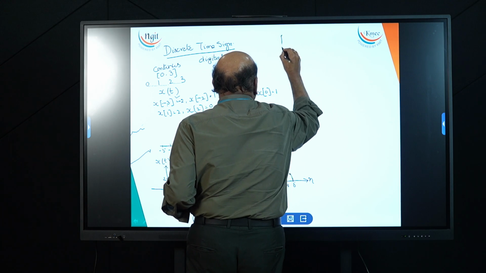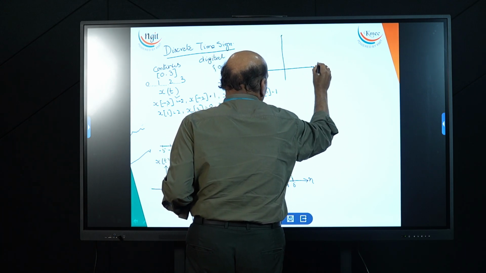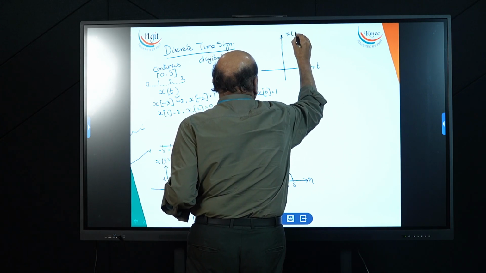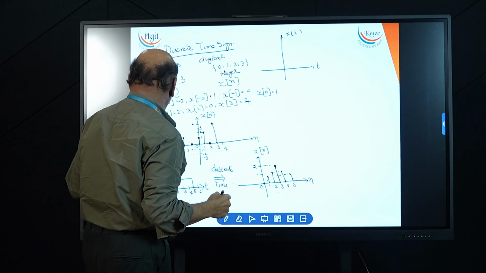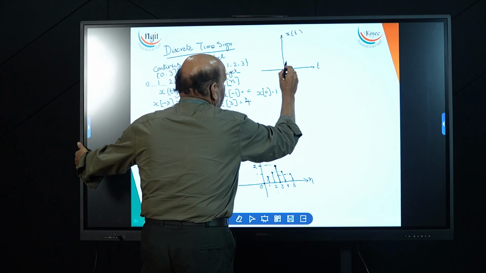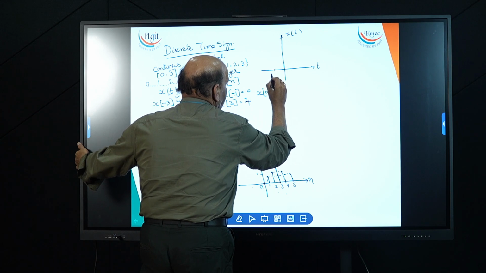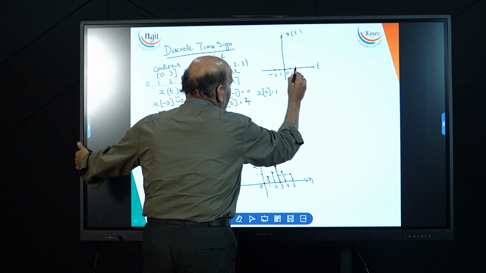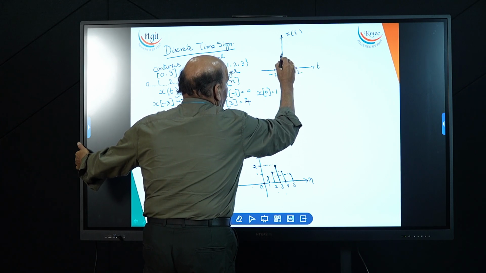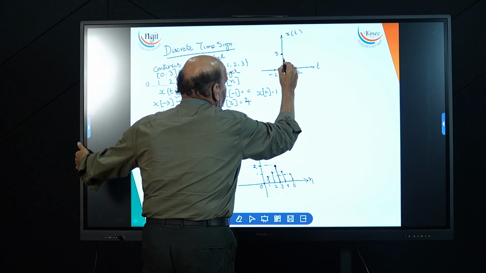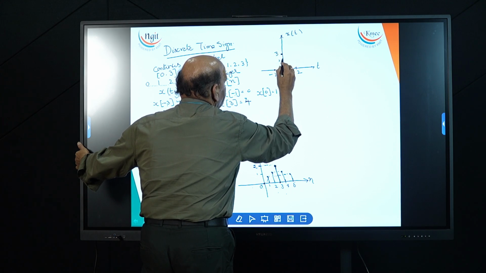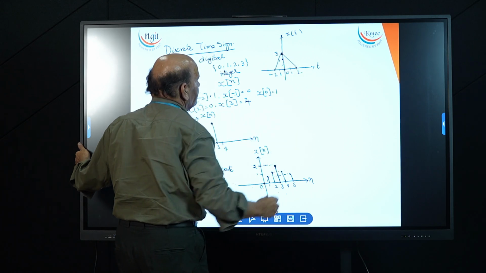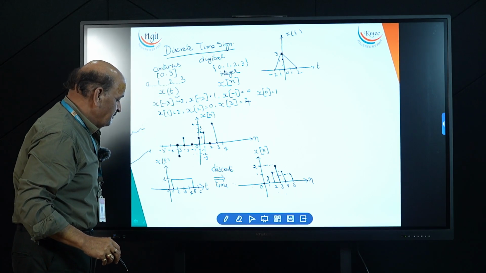This is a continuous time signal. This is x of t. Now here in the x of t, you can make it a signal like this. For example, this is minus 2, minus 1, 0, 1, 2. Amplitude equal to, for example, 3. This is 2. This is 1. Now look at, this is a continuous time signal.